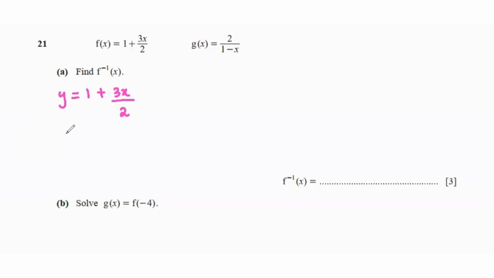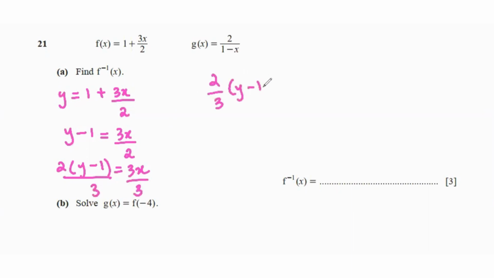So first we'll move 1 to the other side and it will be y minus 1 equals 3x over 2. Then we cross multiply 2. So 2 times y minus 1 equals 3x. And then we divide both sides by 3. So 2 over 3 times y minus 1 equals x. And f inverse of x is 2/3 of x minus 1. That is the answer. You can even expand the bracket if you want to or leave it as it is. Either way, it's going to be correct.